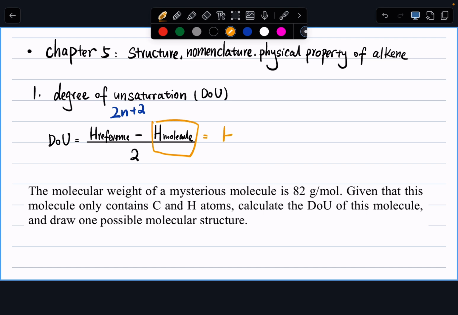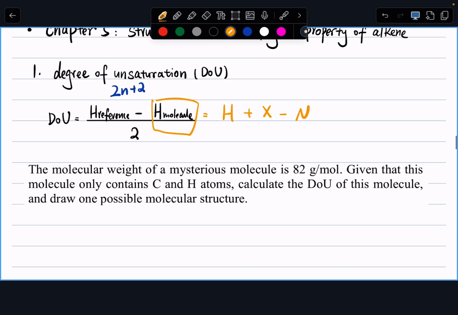So this H molecule equals the number of your hydrogens plus the number of your halogens minus the number of your nitrogens. All right. So some of the questions we could ask you for the degree of unsaturation is like this one.